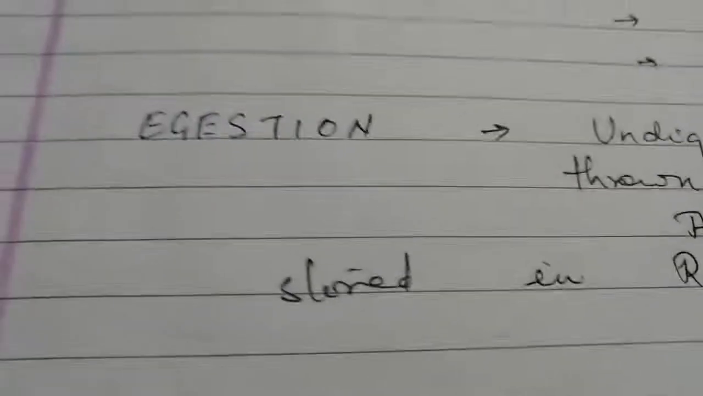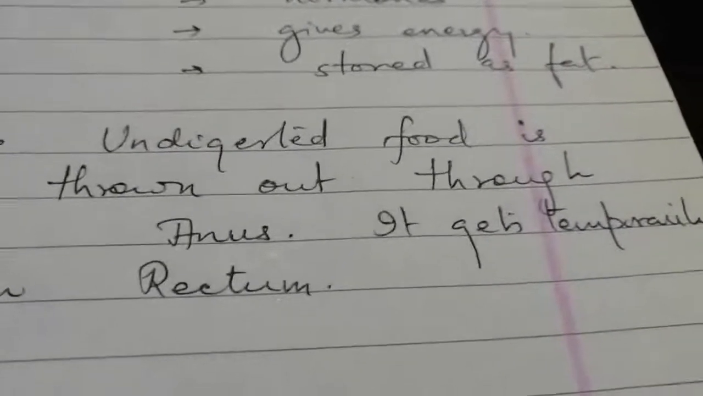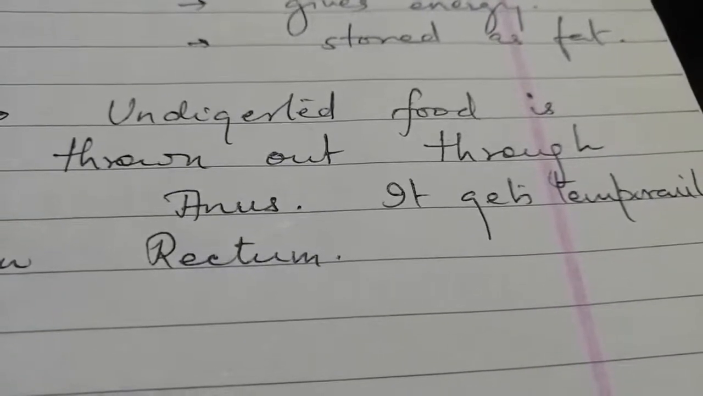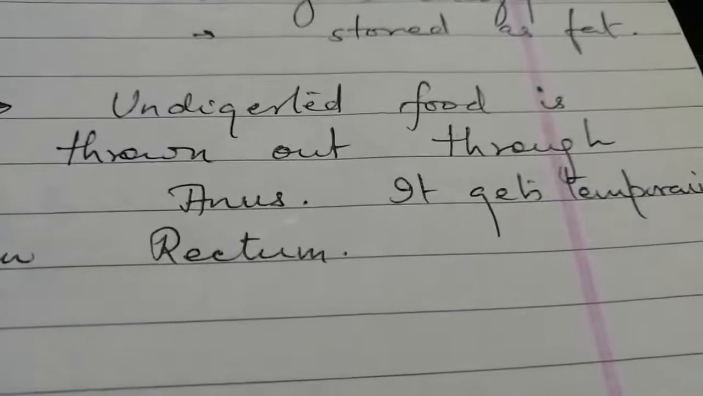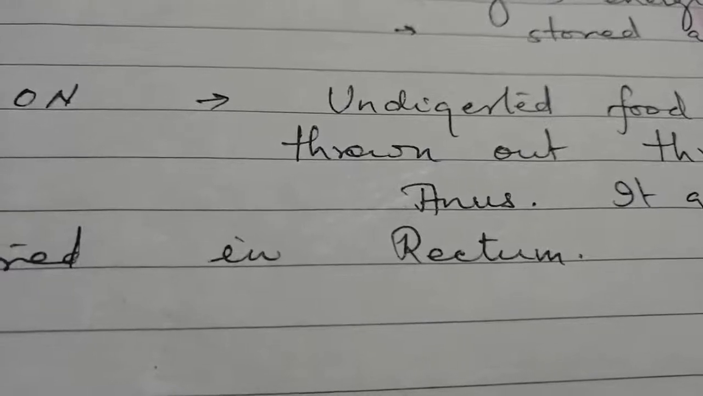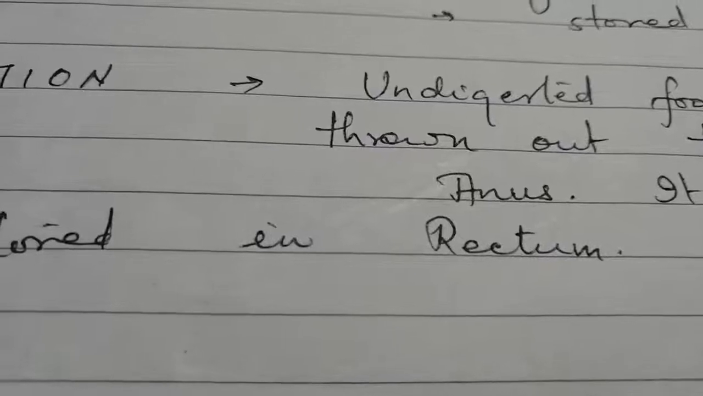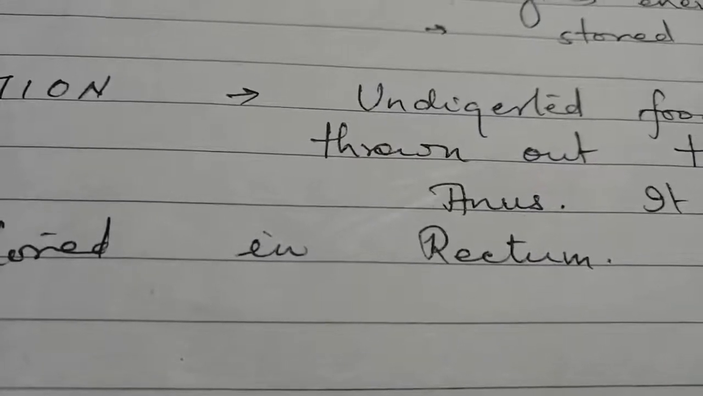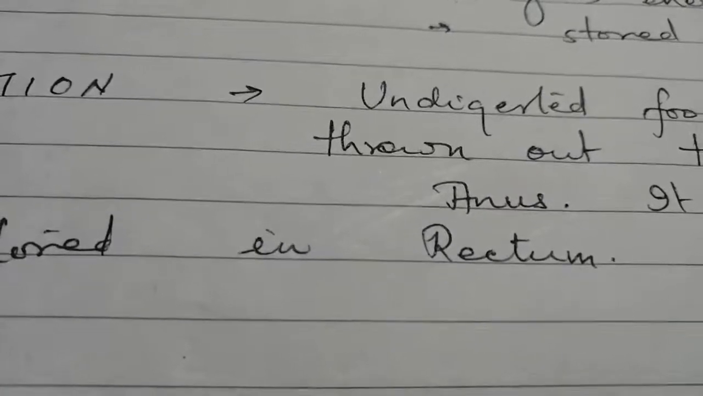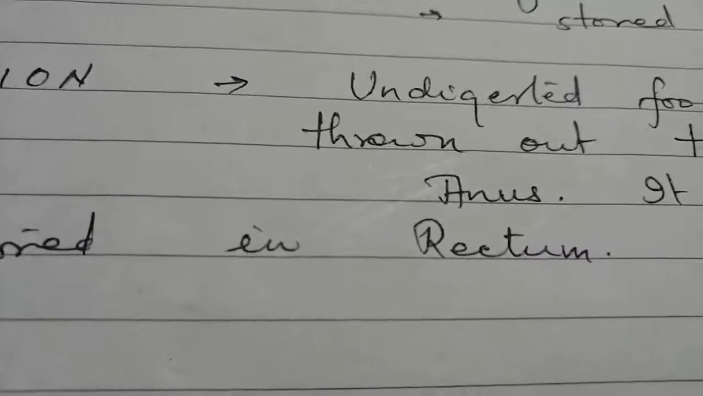And the last part of it is egestion, that is the removal of undigested food. The undigested food is thrown out of our body through the anus, and it gets temporarily stored in the rectum. There are people who are suffering from a disease called constipation. What happens in this is that the bolus movement is not frequent, and people are not able to get rid of their undigested food properly.